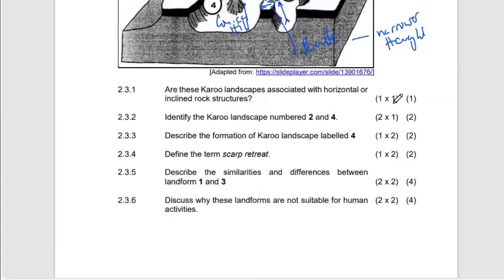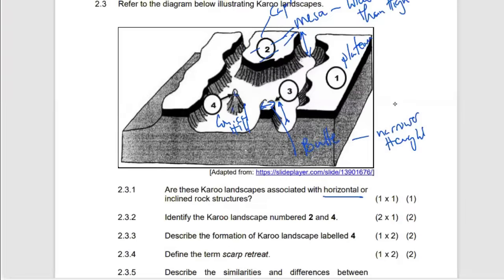So those are typical features of the landscape of the Karoo. Right, let's answer the questions. Are these Karoo landscapes associated with horizontal or inclined strata? They are typical landforms of horizontal strata, right? Identify the Karoo landscape number 2 and 4. We have talked about that. Number 2 is a Mesa. Number 4 is a conical hill.